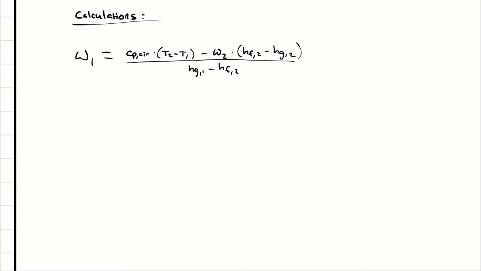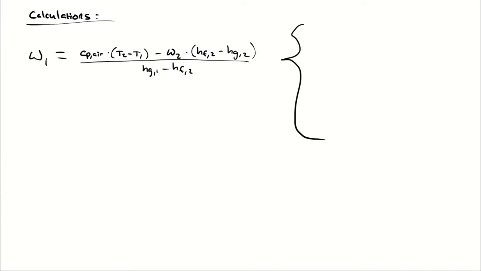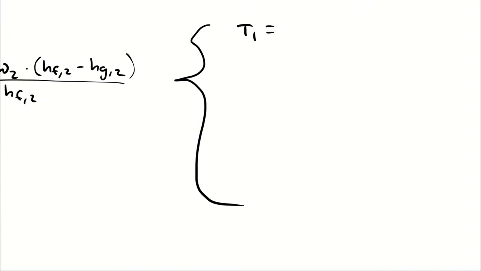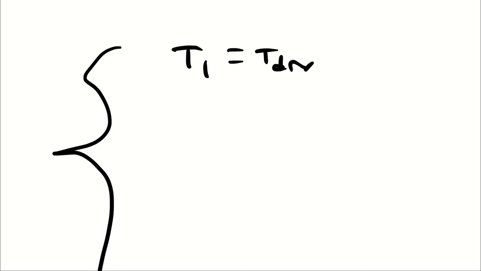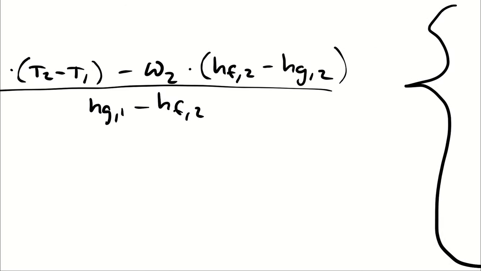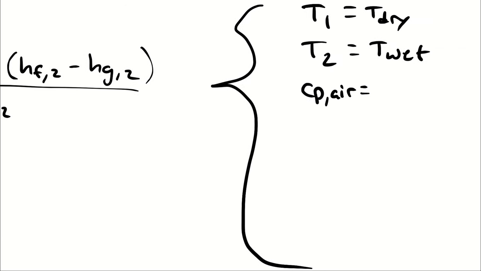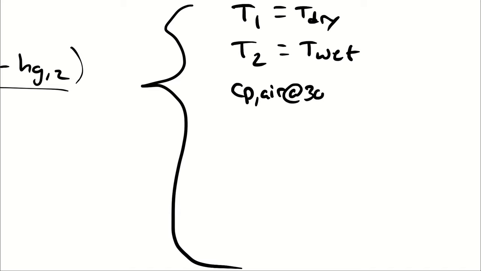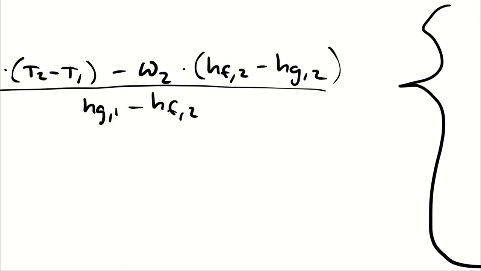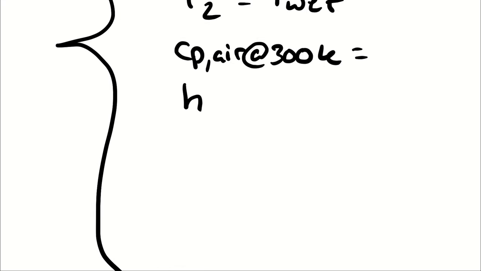So in this equation, we need T1 and T2. Those are known. T1 is the actual temperature, which is the dry bulb temperature. T2 is the wet bulb temperature. I need the specific heat capacity of air, and we're going to use the property at 300 Kelvin. We need to look up what the specific enthalpy of a saturated liquid is at state 2, and then the specific enthalpy of a saturated vapor at both state 1 and state 2.